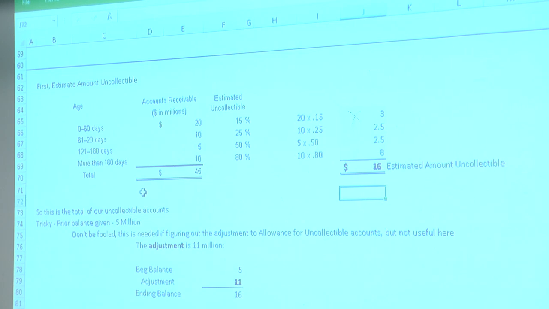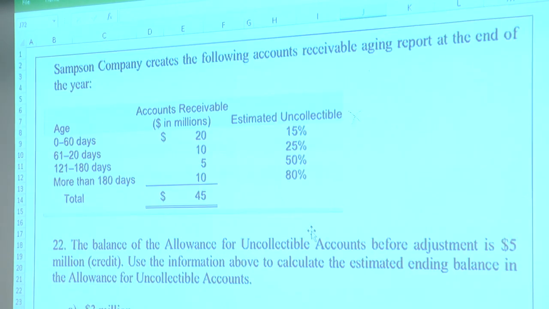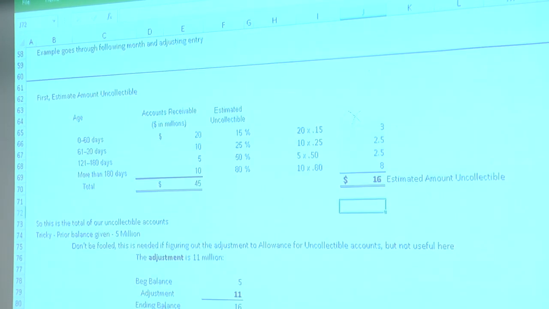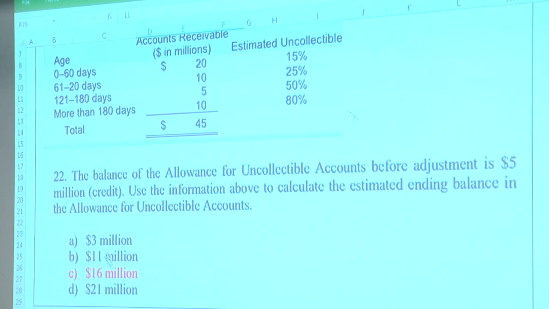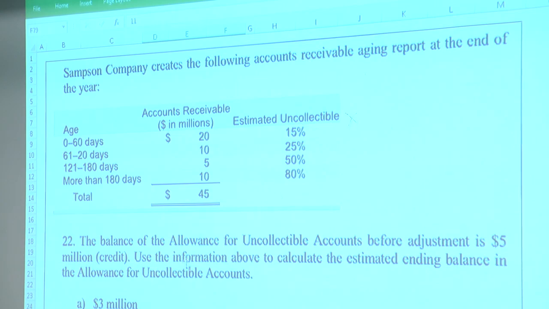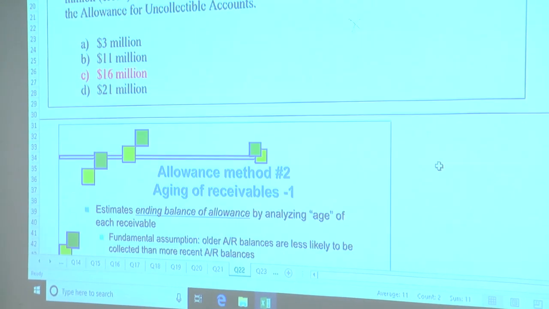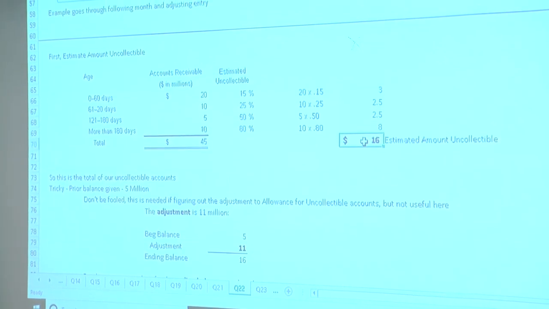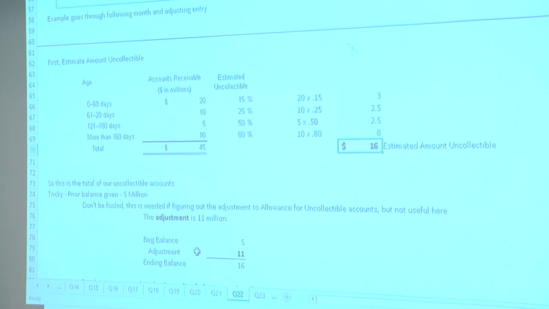What they give you here is the total amount of uncollectible accounts, and they give you the prior balance. If you look over here, they say, before adjustment, the balance in allowance for uncollectible accounts is $5 million credit. So now we see that we have 16 million after we do our calculation. So you might be tempted to say that, okay, we need an adjustment of 11 million. And that is actually one of the choices here, 11 million. But what they're asking for here, if you're very careful, is to use the information above to calculate the estimated ending balance. So the ending balance is actually what we already calculated. We would need an adjustment of 11 million to the account, which would get us to an ending balance of 16, which is the number that we calculated.